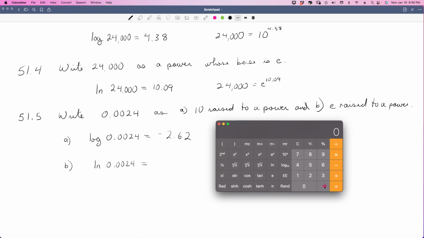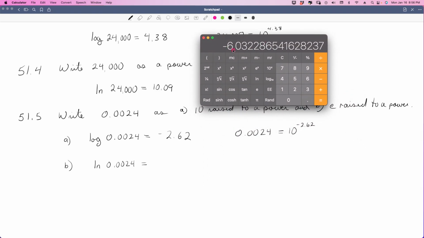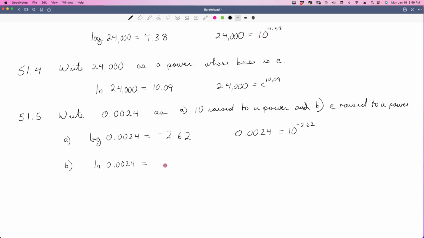So again, 0.0024, we hit the ln, or the natural logarithm button, and we get negative 6.03222. We're just going to round that to 6.03. So negative 6.03 allows me to write this as 0.0024 is equal to e with a negative 6.03 exponent. And that would be how you write those.